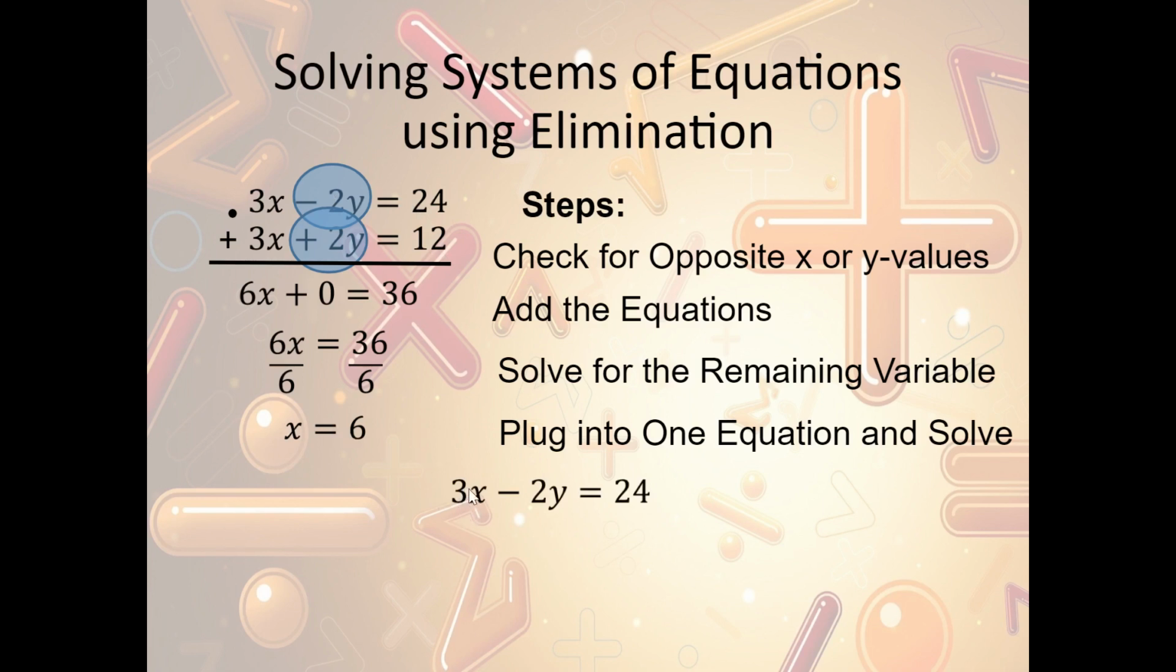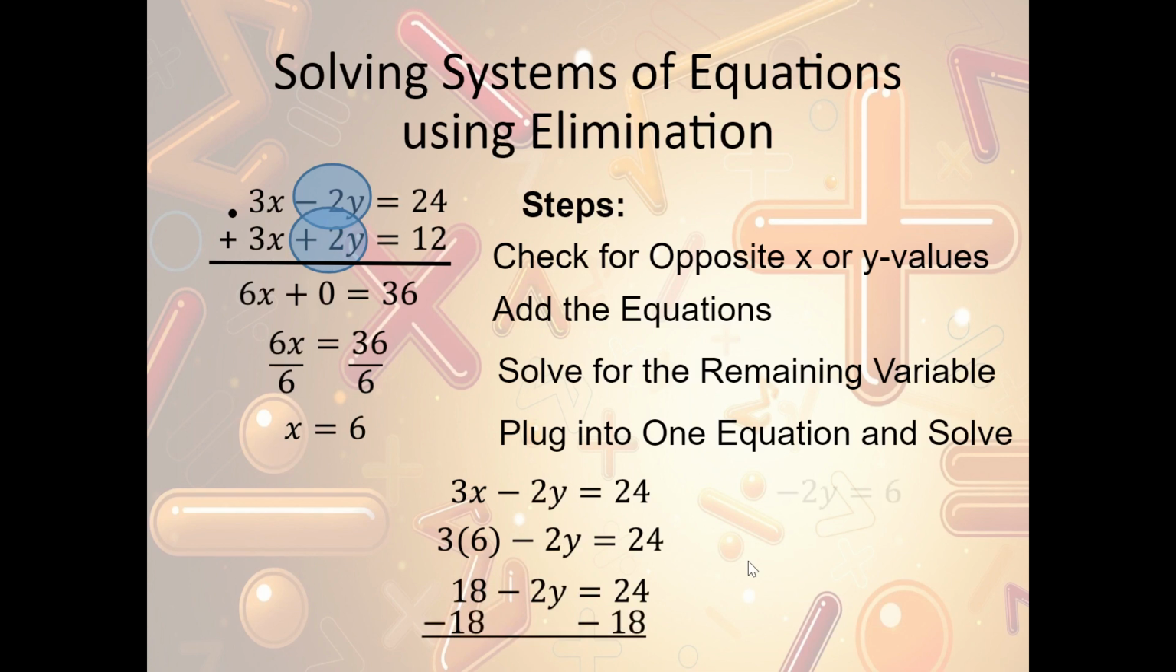So instead of being 3x minus 2y is equal to 24, it's going to be 3 times 6 minus 2y is equal to 24. So 3 times 6 is 18, so we get 18 minus 2y is equal to 24. We need to get rid of this 18, so we're going to subtract 18 to get rid of that. And we're left with -2y is equal to 24 minus 18, which is 6. We'll divide both sides by -2, and we get y is equal to -3.